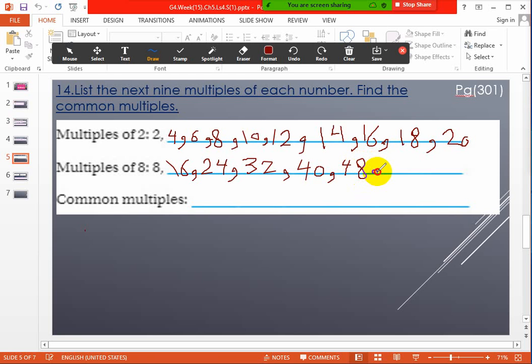Okay, now 8 multiply, now we reach 7. 8 multiply 7, 56. Very good, girls.